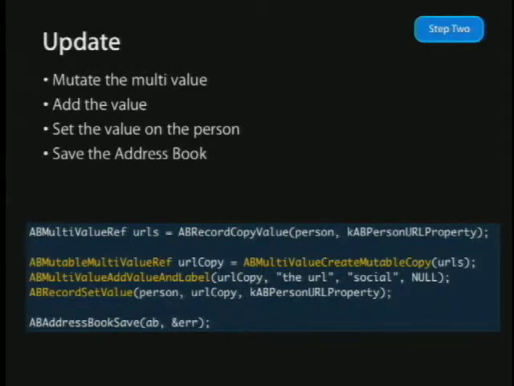What's social? Is that just the name of the URL? What is social in the AB multi-value add value and label? It's the label part of the thing. We're just calling it social. It's any label you want. And there are a number of predefined labels in the AB person header as well, things like home, work, etc. But in this case, you can put whatever value you want in there. Any other question?